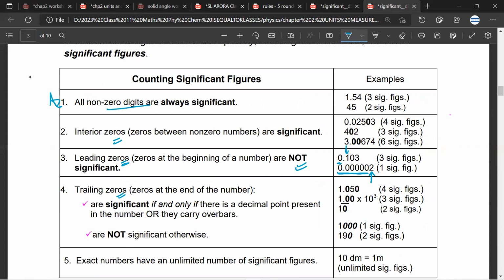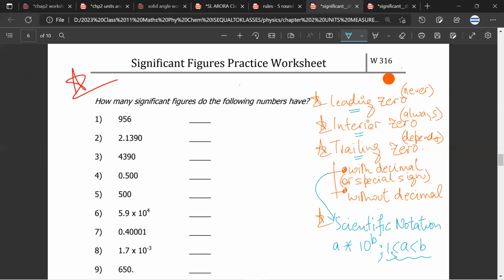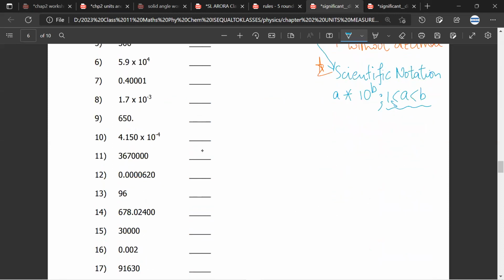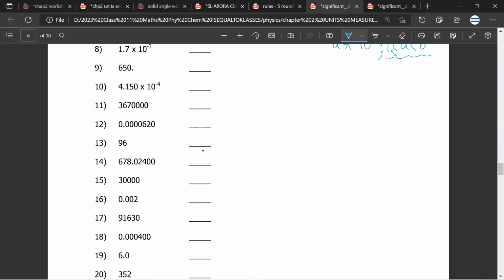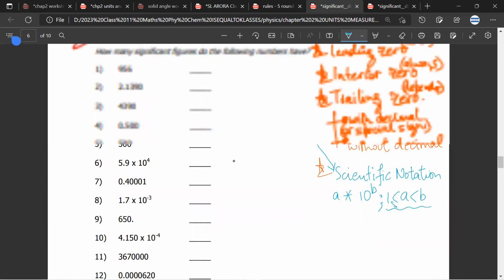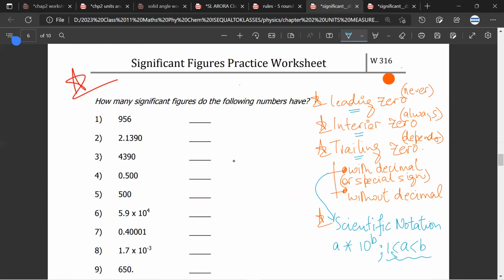Yeah. So just to repeat, for example, if I look at this current worksheet, these are the leading zeros and they will never be significant. Are we clear, Avantika? Yeah. Again, these are leading, they will never be significant. So the first rule is clear.